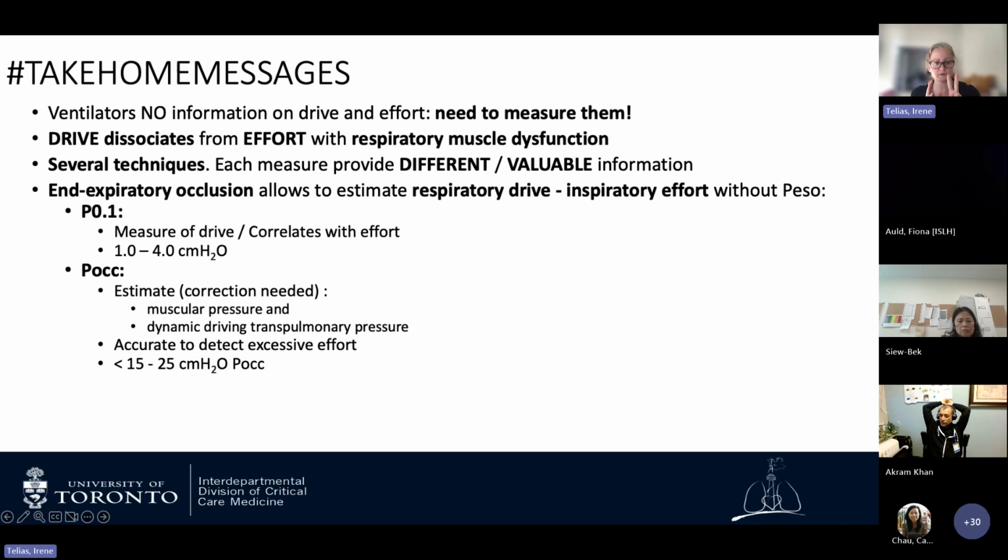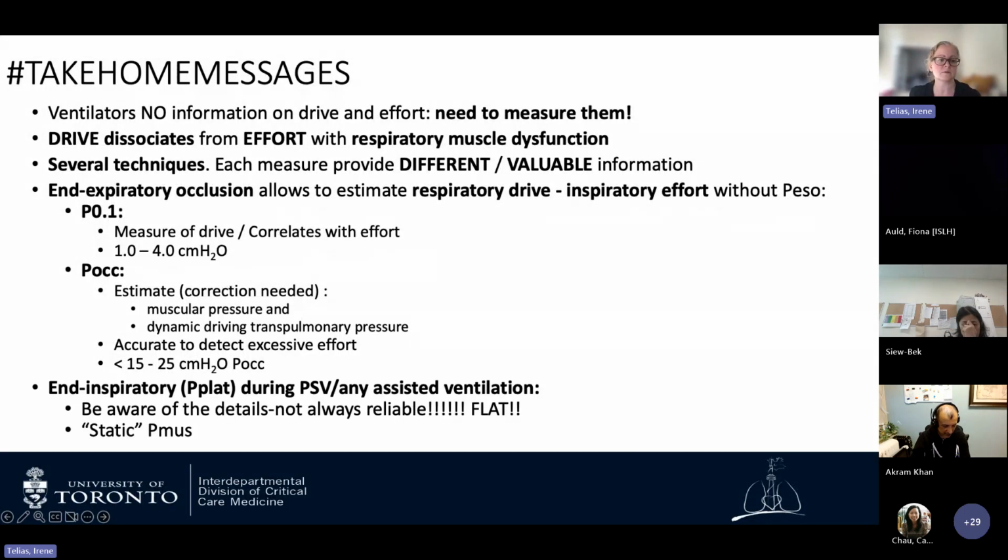POC we can use to estimate two things: the muscular pressure, if you multiply by 3/4 or 0.75, and also the total dynamic transpulmonary pressure swing or drive. You need to multiply the POC by 2/3 or 0.66, and that gives you the delta pleural pressure, and then you add that to the positive pressure from the ventilator, and you get the total driving pressure, and it's quite accurate to detect excessive effort.